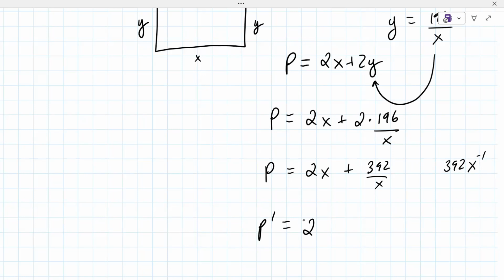You multiply that by the exponent. So it would be 2 minus 392x to the -2. Yeah, minus 392 over x squared.